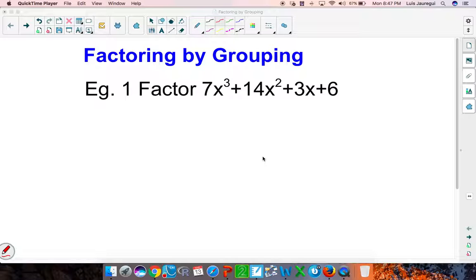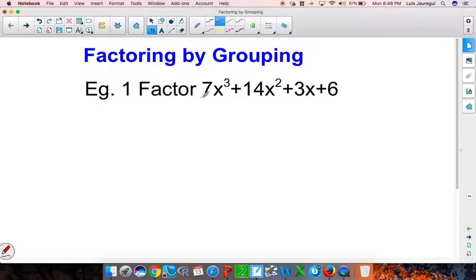Factor 7x cubed plus 14x squared plus 3x plus 6. Recall from our previous discussions that the first thing we always want to do is to find the greatest common factor and factor it out, okay? So here, the greatest common factor of 7x cubed, 14x squared, 3x, and 6 is 1. Therefore, we don't want to go ahead and pull it out. Instead, we're going to start by grouping two terms at a time. So let's go ahead and group this 2, and let's go ahead and group this 2.